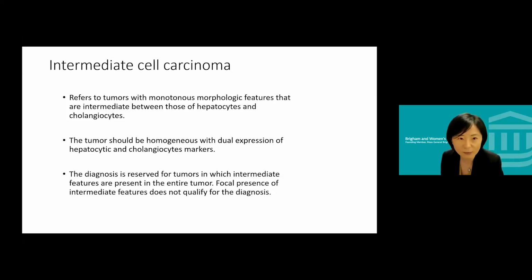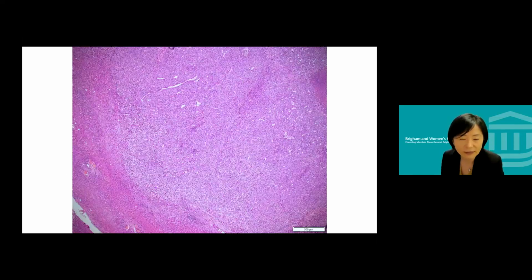So why is our case not an intermediate cell carcinoma? Our tumor has very abundant cytoplasm, a very hepatoid appearance. It doesn't really have that primitive appearance. And also, intermediate cell carcinoma is really reserved for resection cases where you can see the entire tumor. This diagnosis should not be made on biopsy specimens.